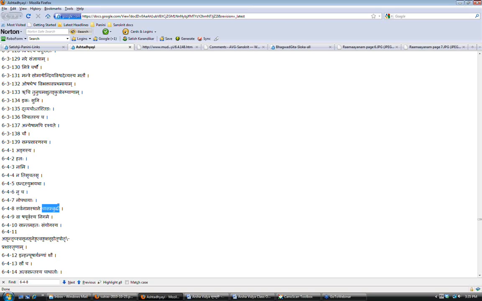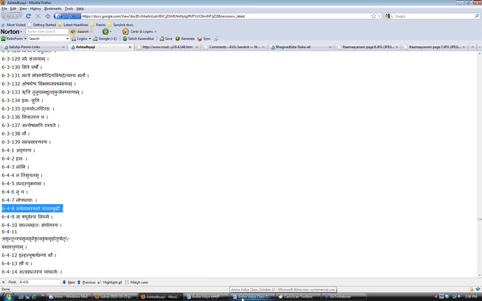Even when you look at sambodhanam also, it becomes jnanani only. It's only the ekavachanam that is sambuddhi. Okay. So sarvanamasthane chasambuddho, by 648, we get the upadha dirgha. It becomes jnanani. This is a sutram you already saw before.